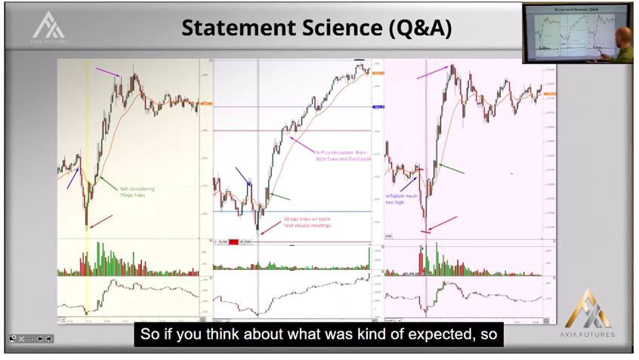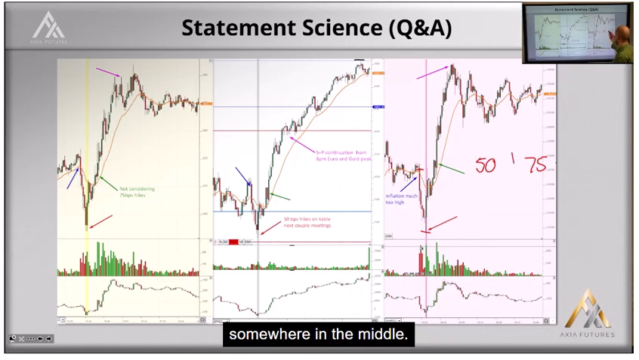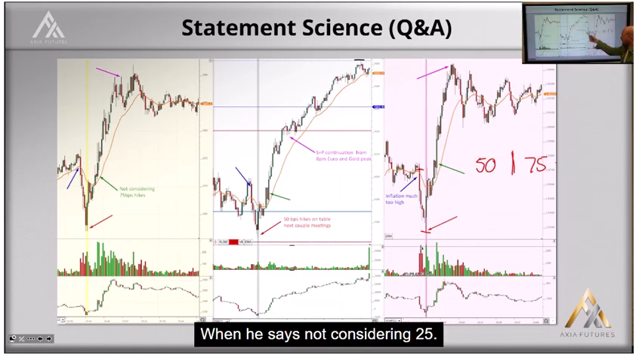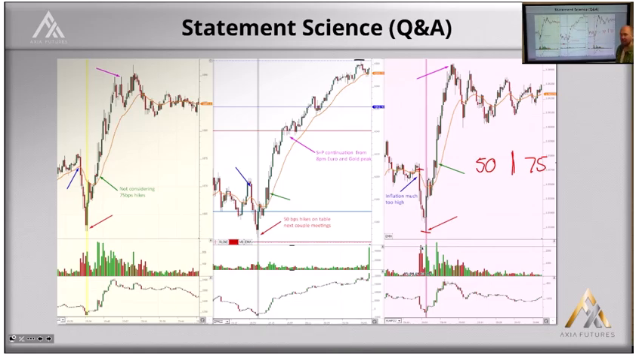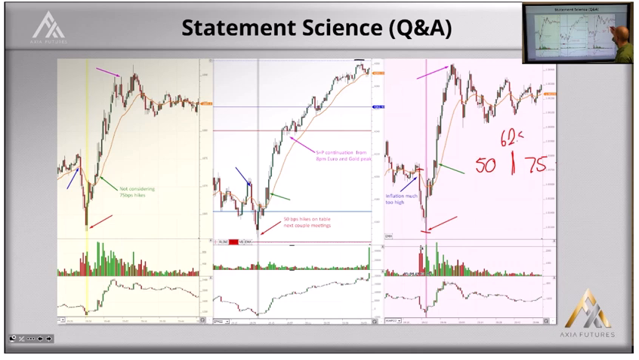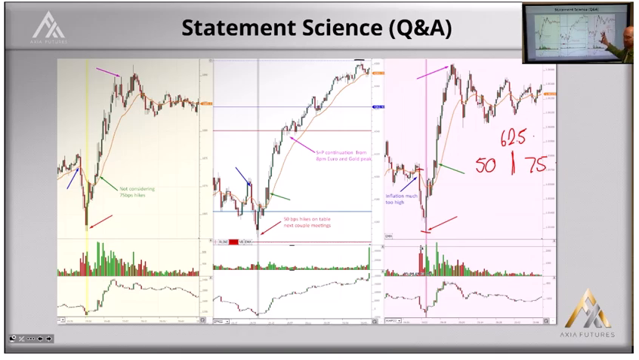So if you imagine they've now raised 50, next time the expectation is between 50 and 75. If you think that the market believes the rate will either go up by 50 or up by 75, the market is probably somewhere in the middle in terms of pricing. So there is an expectation that it could be either. When he says not considering 75, the way that the market prices this is effectively, let's say this is halfway between, so 62.5 basis point rate hike at the next meeting. So this is next time expectations.